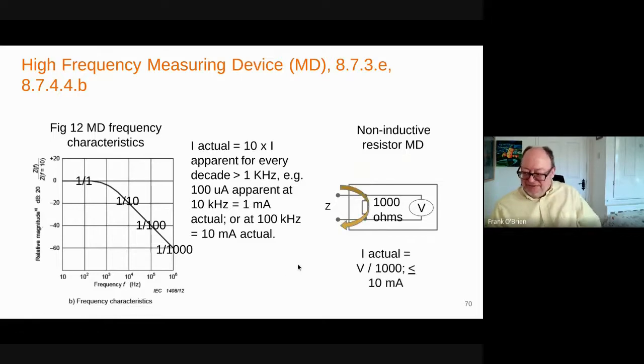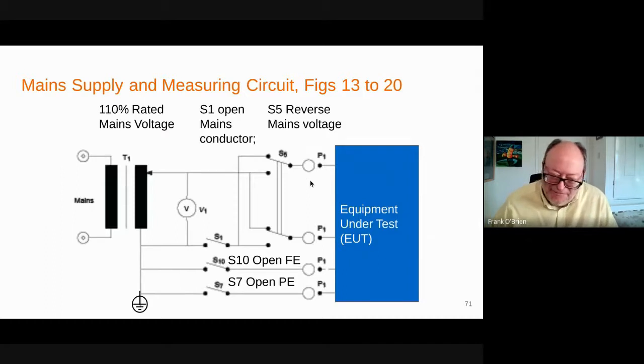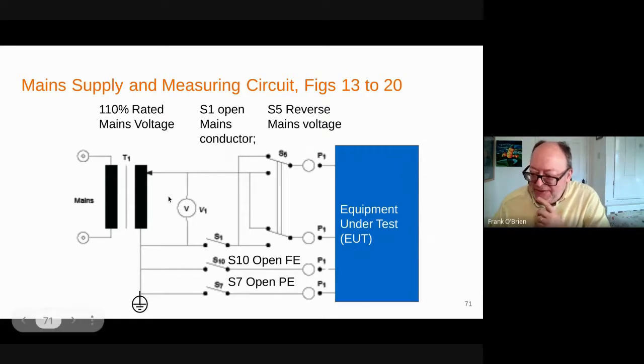I'm confusing myself. Know that when high frequencies are involved, you should be doing the measurement twice, once with the figure 12 and once with a pure resistor. And when you plug your equipment into a mains, you need a means to add 10% voltage. You need a means to reverse the polarity. You need a means to open one supply phase. And you need a means to open your earth.